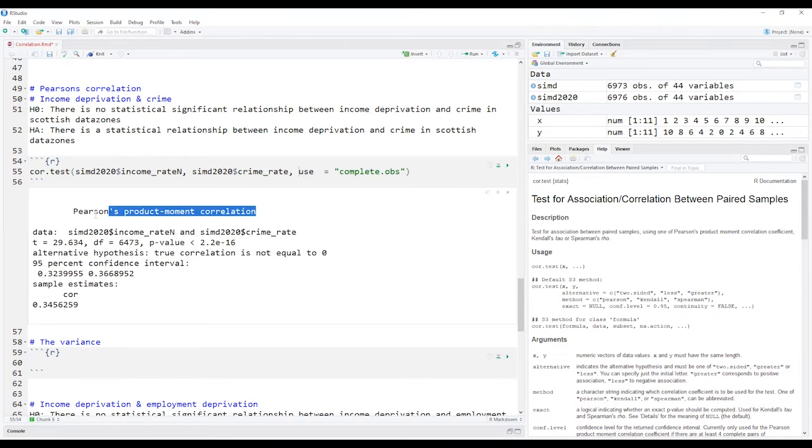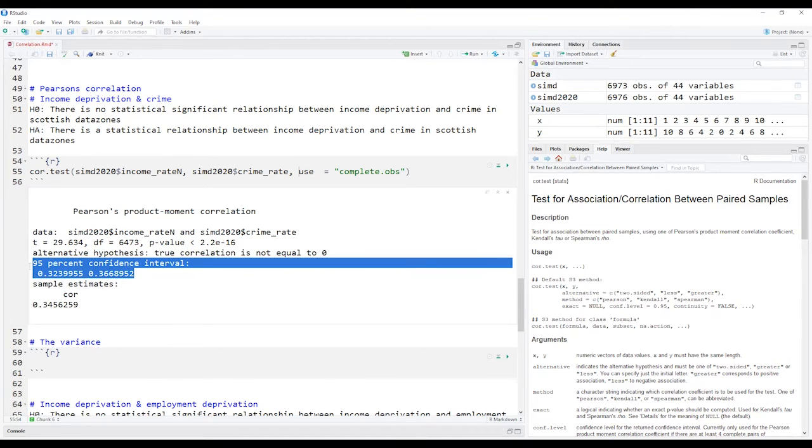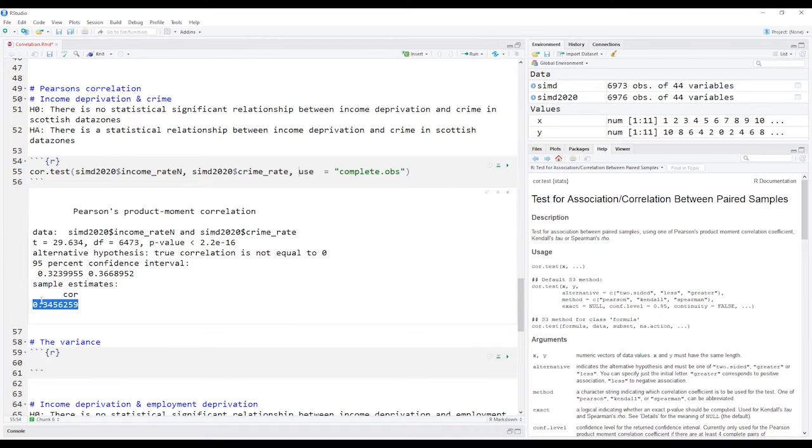So we have the name of the test. We have the variables that we are testing. We have the t-value, the degrees of freedom, and the p-value, which is under the 95% level of confidence here. It then states the alternative hypothesis, which would be there is a statistical relationship between income deprivation and crime in Scottish data zones. We then have the 95% confidence intervals. We then have our correlation at the bottom.